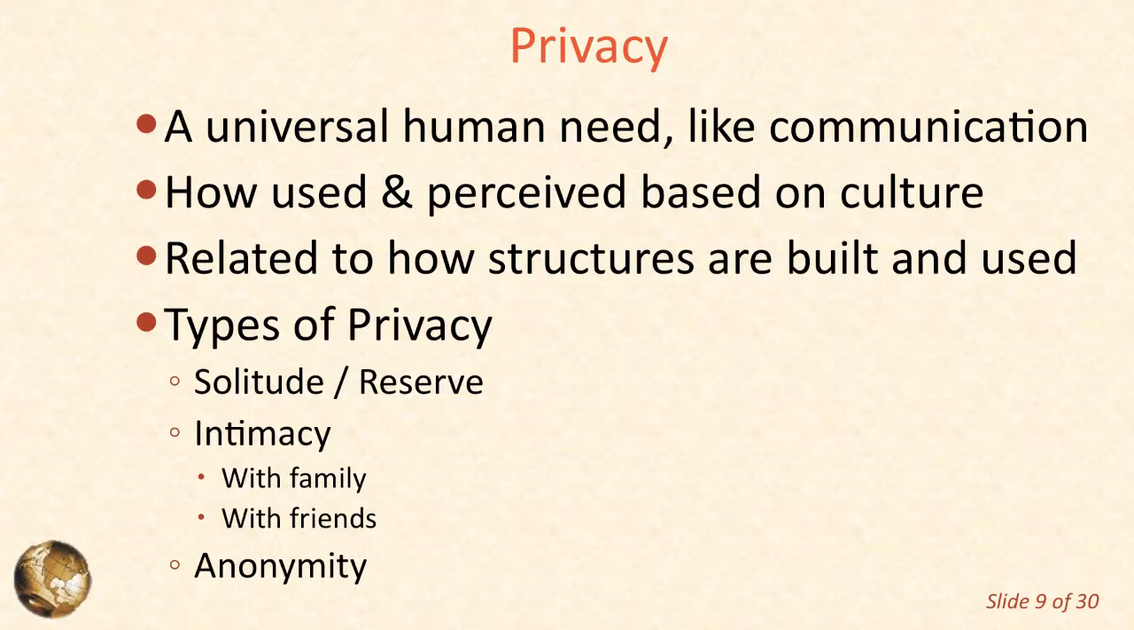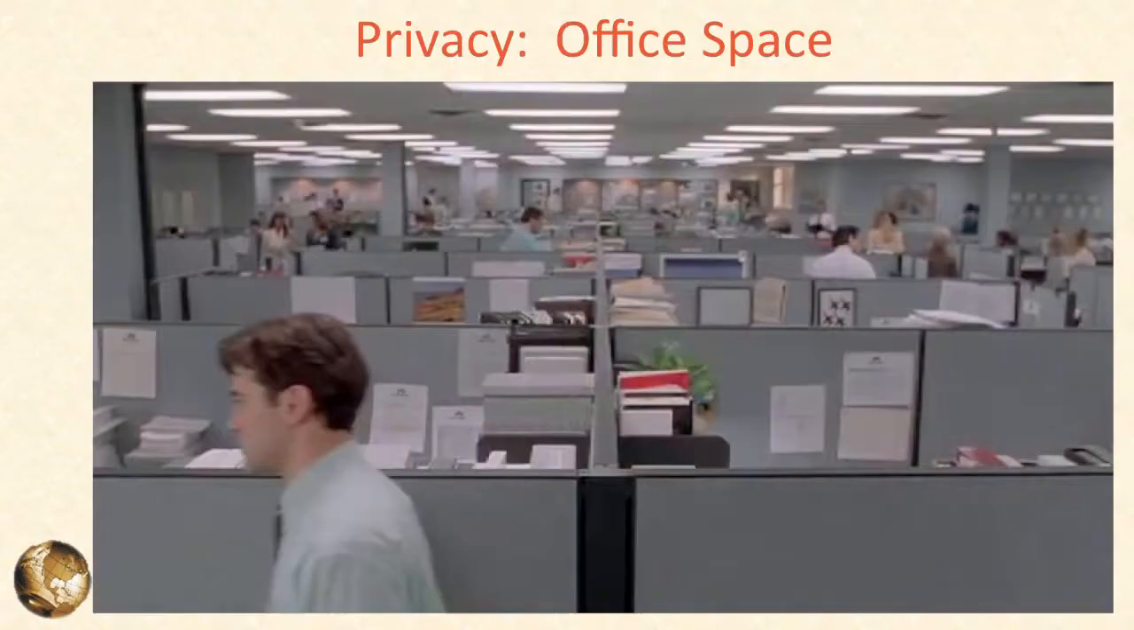There are other people around you, but mentally, psychologically, you go into a state where you kind of ignore everybody else that's around. You have shared privacy through intimacy. And then you have anonymity, where you might be in a crowd with other people, but you're just not observed or not distinguished in any way from anybody else. I'm going to look at a clip that illustrates the lack of privacy in today's work world.